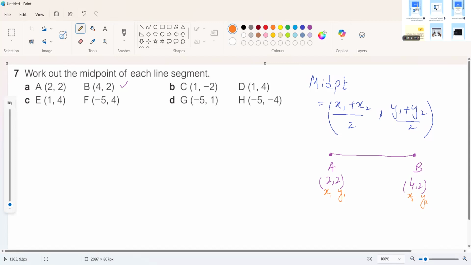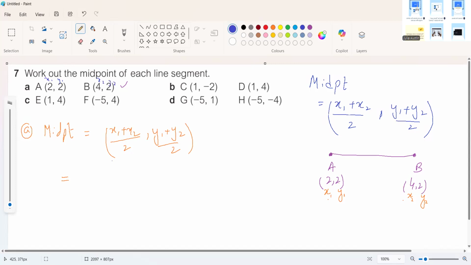So if I need to apply this formula here, I'm going to write midpoint is equal to x1 plus x2 divided by 2, and then y1 plus y2 divided by 2. Now, since I have already named them, I'm going to add the x values first, divide by 2, and then add the y values and divide by 2. So let's substitute the values. Now this is my x1, y1. This is my x2, y2.